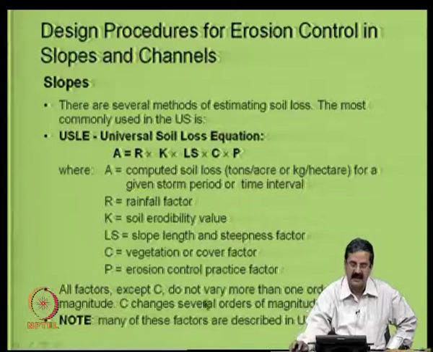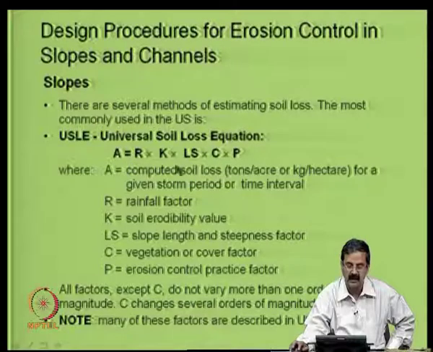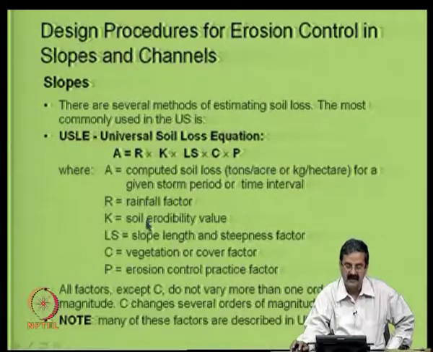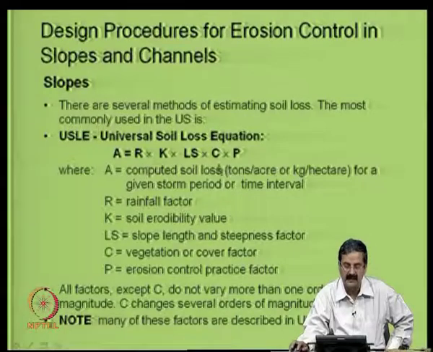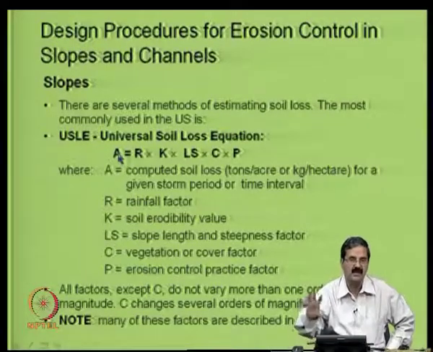In fact, there are some empirical relations given by various equations. For example, A is the soil loss here. This is an equation, A equal to R into K into Ls into C into P. A is nothing but the computed soil loss, R is the rainfall factor, K is the soil erodibility factor, Ls is the slope length and steepness factor, C is the vegetation or cover factor, and P is the erosion control practice factor. So, essentially they are multiplying many factors, and they have made some calculations and calibrations of how much soil loss there is depending on these.